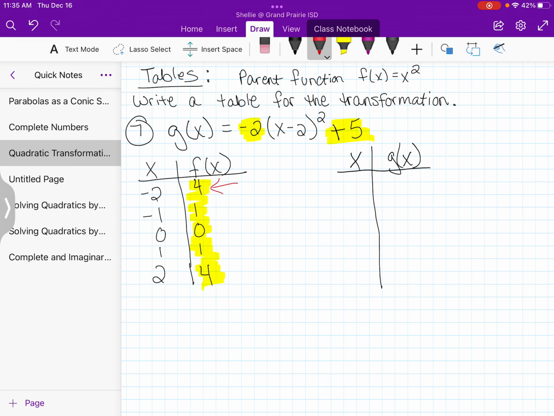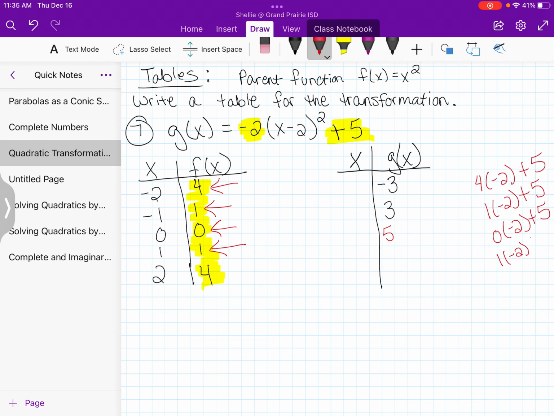So first I'm going to come here and take 4. So I have 4 times -2 plus 5. That's going to give me -3. Then I'm going to do 1 right here. 1 times -2 plus 5, and that will give me +3. Then right here I have 0 times -2 plus 5. That's going to be 5. Then right here I have 1. So I have, again, 1 times -2 plus 5, and that's going to give me 3 again.